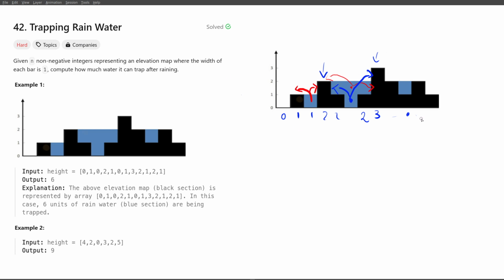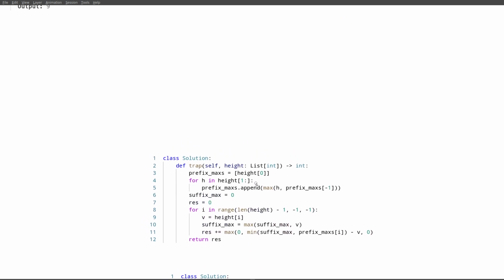Okay, so let's see this version implemented. There's nothing special about it. We just remember the prefix maxima in a standard way, so those are just the cumulative max. And then we go backwards from the right, remembering the current suffix maximum. And at every point, our result would be the minimum of those two minus our current height. And the sum over all this is our result. Okay, so this algorithm, of course, works in linear time. But it also requires linear space.